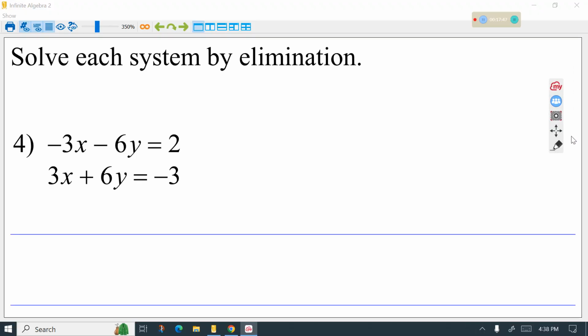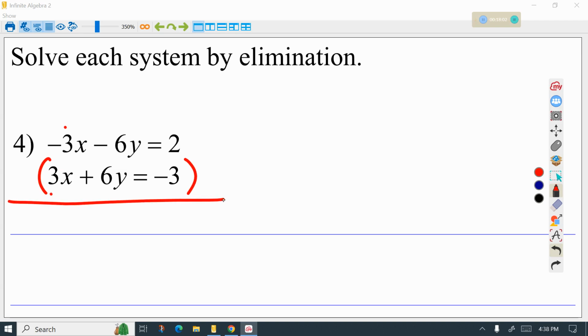In this problem, we have a level 1 elimination problem because we can immediately eliminate them by just adding them. Okay, so I hope you guys can see what would happen here. I need you guys to observe that these have opposite signs. We have a negative 3 and a positive 3. So you want to make the observation that those would eliminate each other if I add them up, right? Negative 3x plus 3x is 0x. And negative 6y plus 6y is 0y.